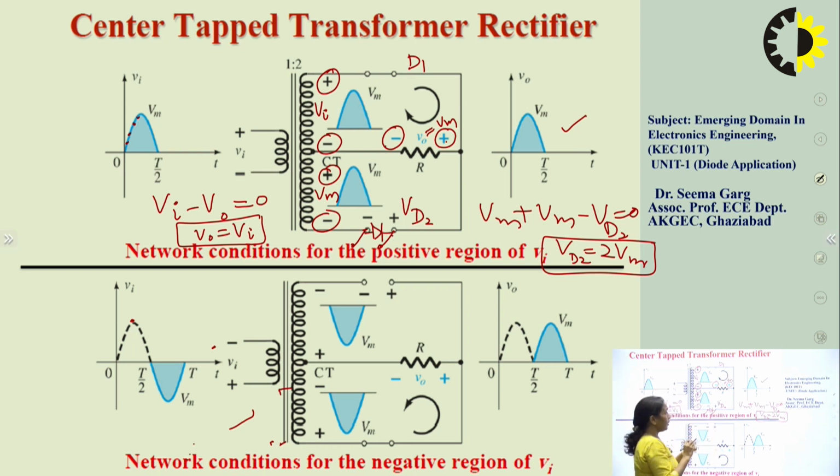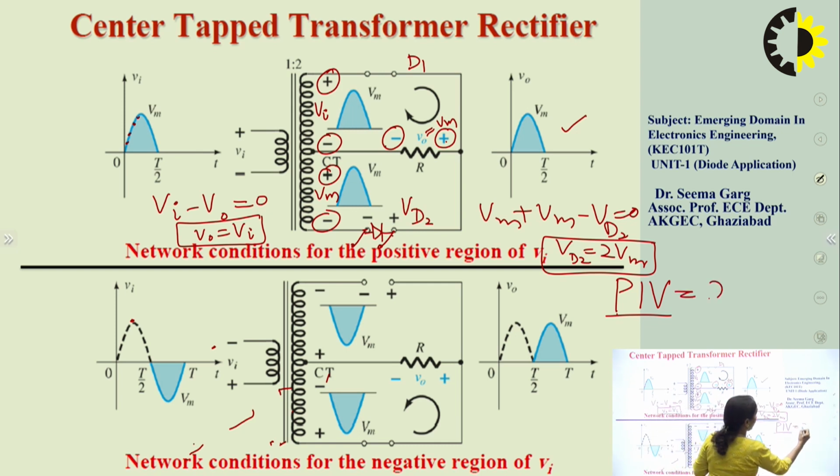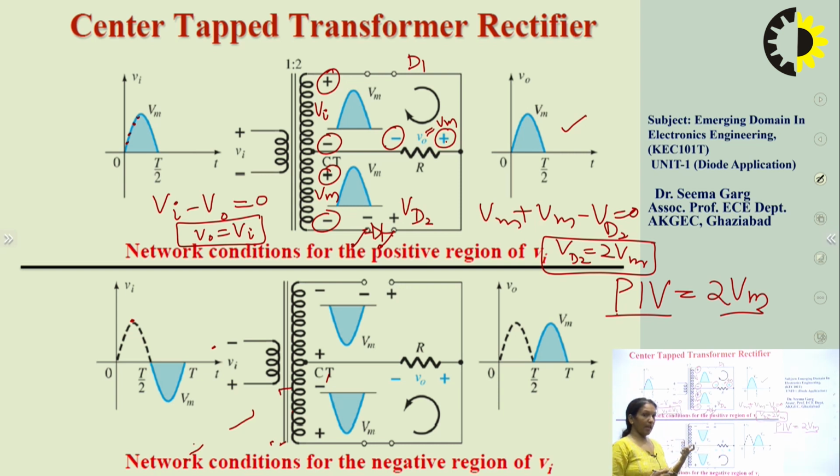So the magnitude of this voltage is 2 Vm, but because of the direction of the diode, the anode is connected to the negative potential and the cathode is connected to the positive potential. That means the magnitude of the voltage appearing across this diode is 2 Vm, but it is a negative voltage. That means the peak inverse voltage in a center tapped full wave rectifier is 2 Vm. That is the maximum reverse voltage appearing in the first half cycle across diode D2, equal to 2 Vm. Now coming to the negative half cycle.